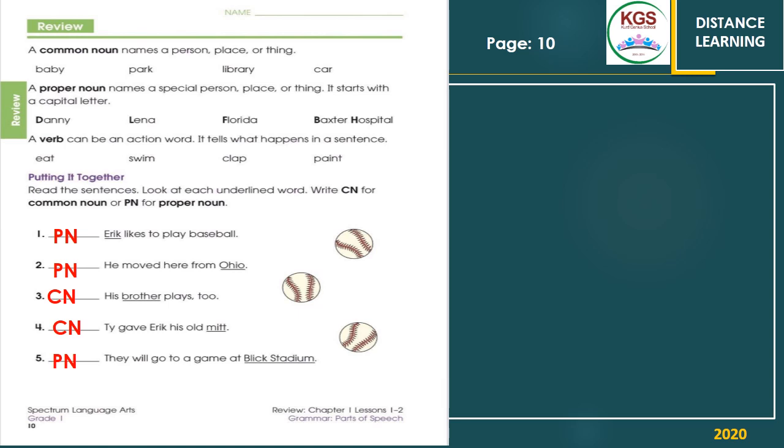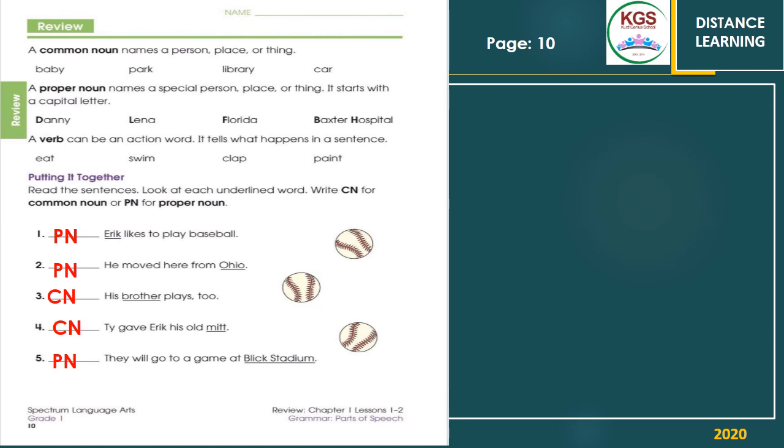Number 4. Ty gave Eric his old mitt. Mitt is a noun. It's underlined. Is it common or proper? It's a common noun because we don't know which one of the mitts. It only says mitt, and it doesn't start with a capital letter. So we write CN, which means common noun.